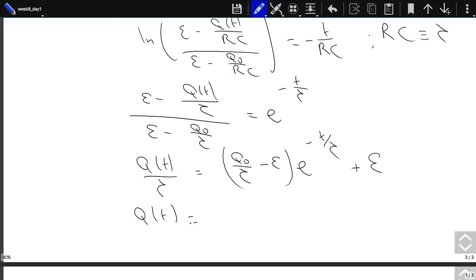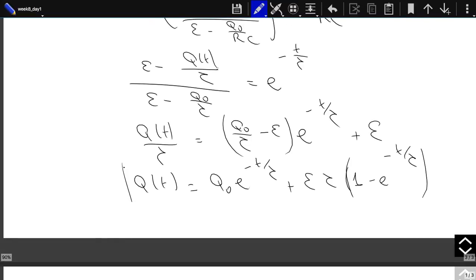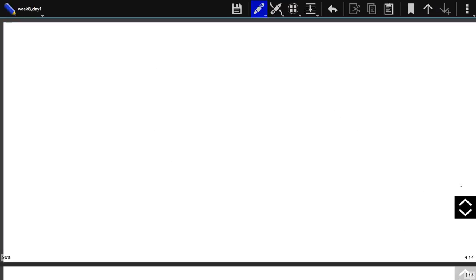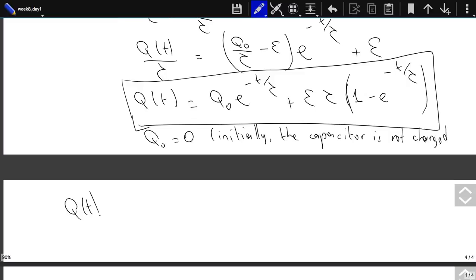So let me just write q of t. This is equal to q0 times e to the power minus t over tau plus epsilon times tau times 1 minus e to the power minus t over tau. Well, q0 is 0. Initially, the capacitor is not charged. So Q of t, the charge in the capacitor as we are charging it from 0 initial charge, is just epsilon times tau times 1 minus e to the power minus t over tau.